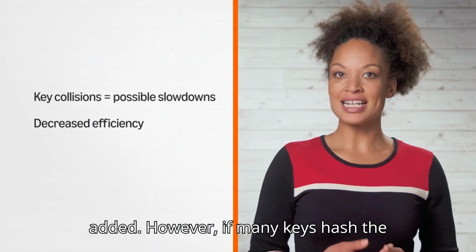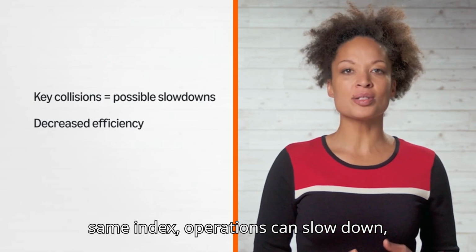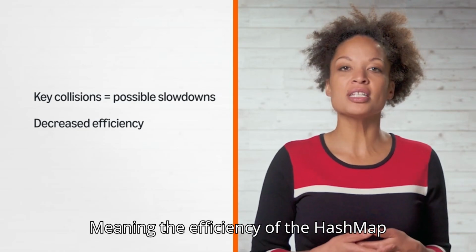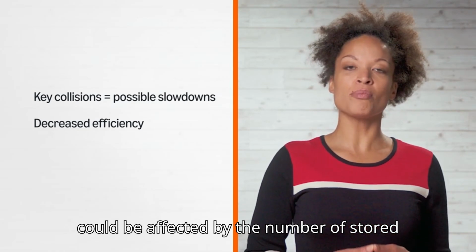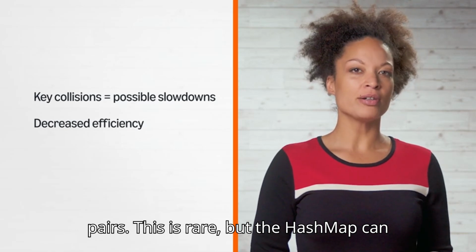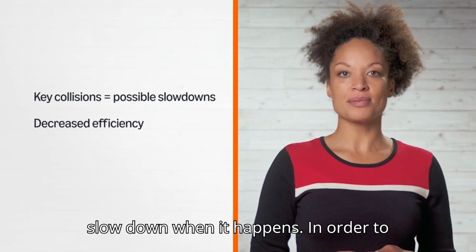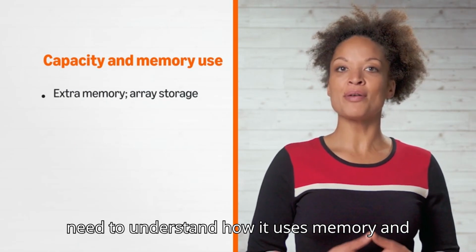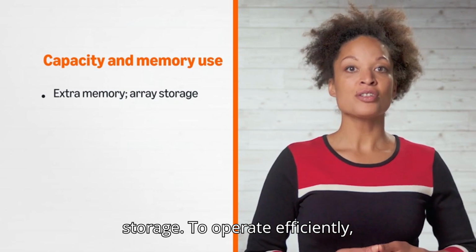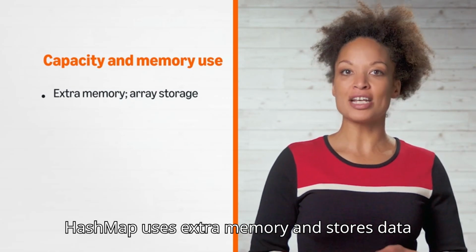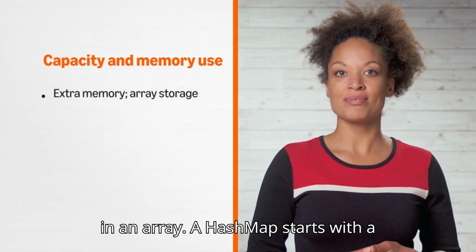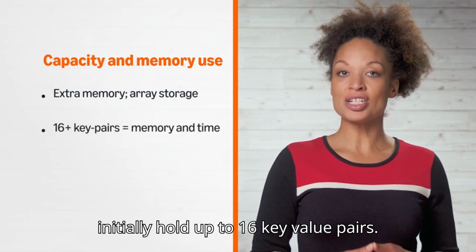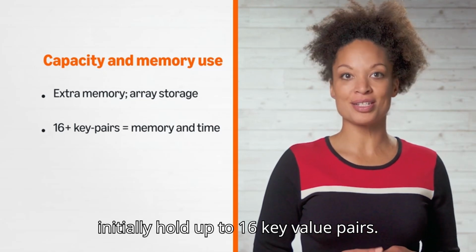However, if many keys hash to the same index, operations can slow down, potentially to O(n) in the worst case, meaning the efficiency of the hash map could be affected by the number of stored pairs. This is rare, but the hash map can slow down when it happens. In order to know when to implement a hash map, you'll need to understand how it uses memory and storage. To operate efficiently, HashMap uses extra memory and stores data in an array. A hash map starts with a capacity of 16, meaning it can initially hold up to 16 key value pairs.